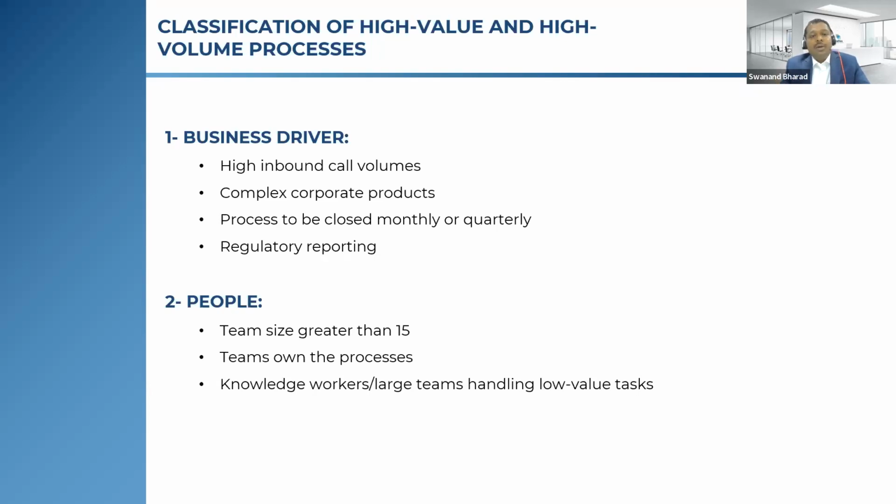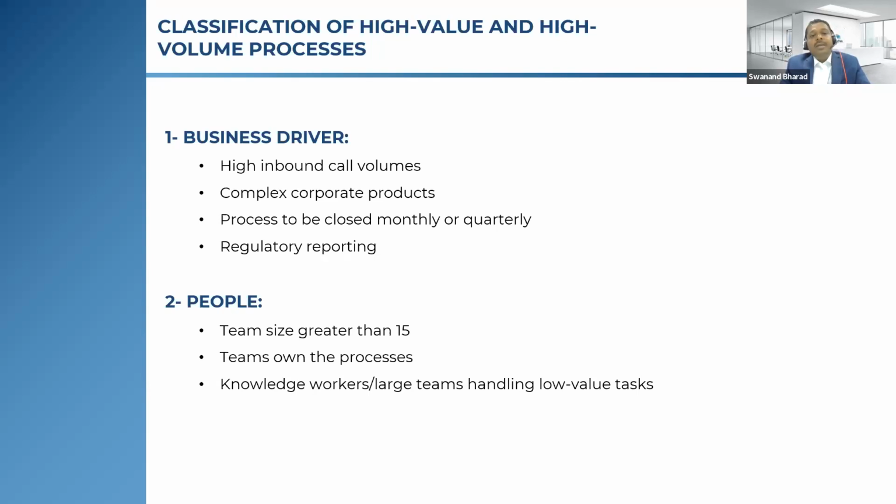Now, complex corporate products. When I say complex corporate products, it means we have a kind of application which is very complex to learn or to train new resources. In that situation, we can go for automation. We can automate that particular application. So we don't need to spend more time to train the new resources or share our knowledge with them. If we are automating those processes, it will help us to save our time and save our cost.